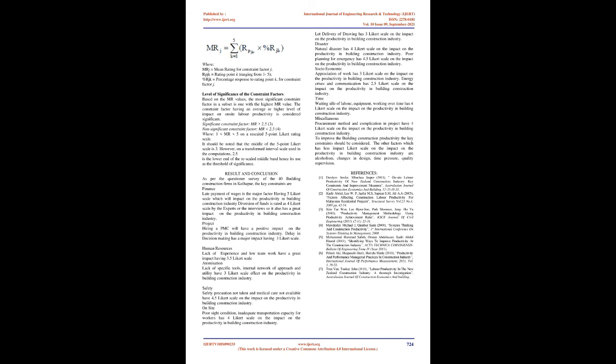Result and conclusion. As per the questionnaire survey of the 40 building construction firms in Kolhapur, the key constraints are as follows. Finance. Late payment of wages is the major factor, having a 5 Likert scale, which will impact the productivity in the building construction industry. Diversion of funds is rated as 4 Likert scale by the experts or the interviewees, so it also has a great impact on the productivity in the building construction industry.